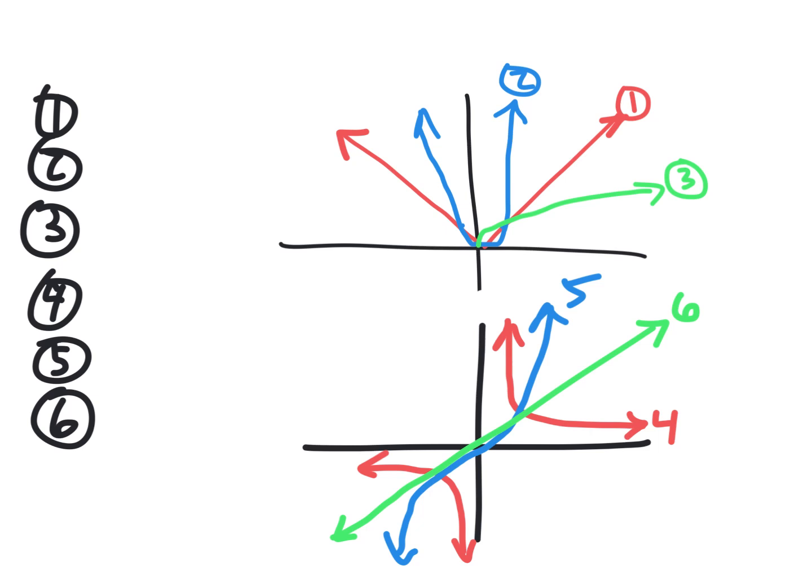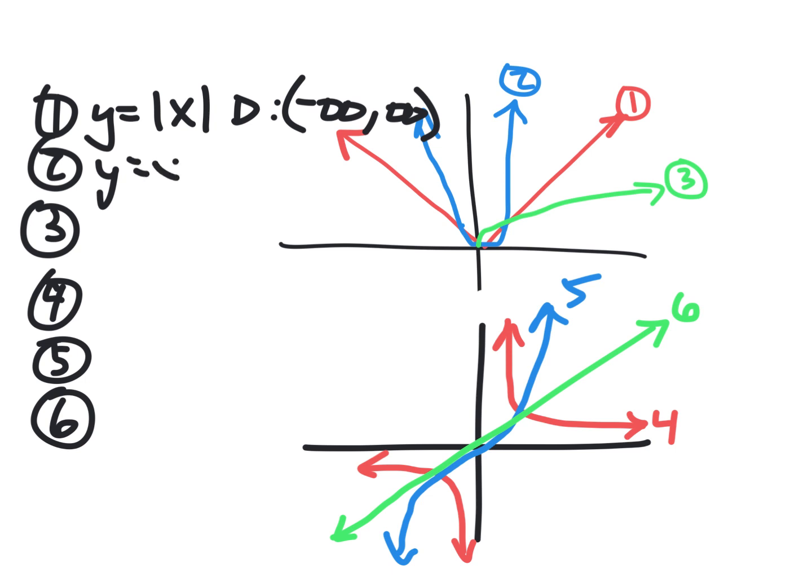Okay, so to start the hour, I just had you identify these 6 functions. The first one was number 1, which is the V shape there, the red one, and that was the absolute value of x. And its domain, I had you tell me what the domain was, negative infinity to positive infinity. All right, number 2 was the parabola y equals x squared. And then the domain for that thing is negative infinity to positive infinity. It goes forever in both directions.